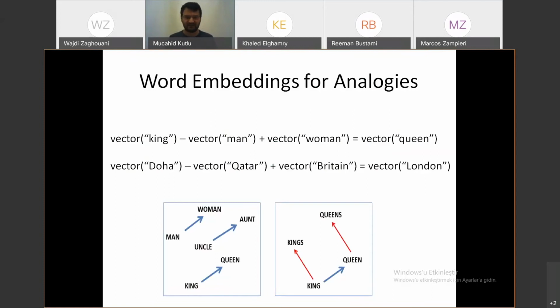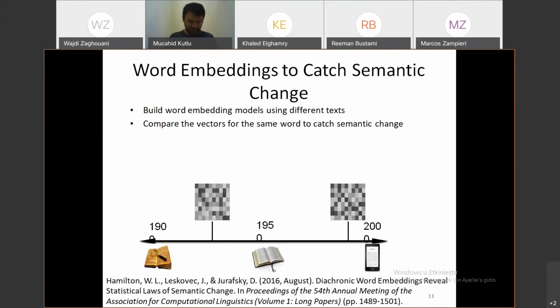That kind of stuff, and people showed it a lot, of course. And so in another study, for example, when we do have these word embedding models, we can also apply them in social studies. For example, how can we check the semantic change in words?